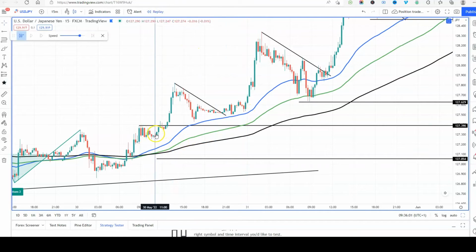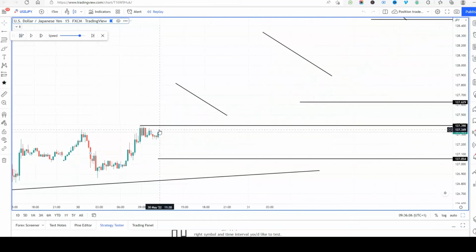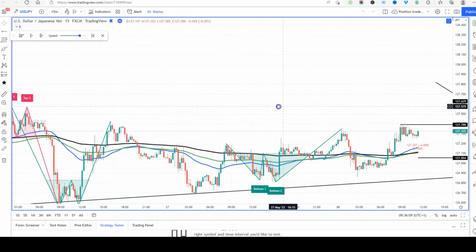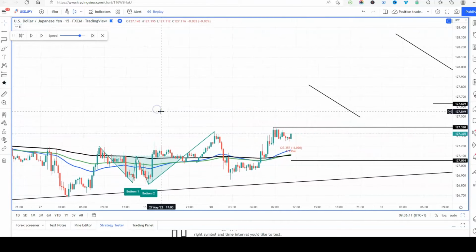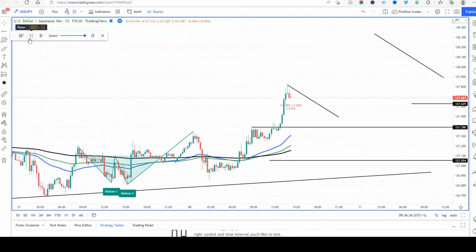So let me take it to this point here where you have your cross, 11:30 on the 30th of May, that is. So there we have it. Now we know that the previous high was 127.30. We know we have a golden cross. We've not had a golden cross before, and certainly not in the last few weeks. So let's go forward, and what I want to do is explain, make this quite fast, explain how you're going to manage this.